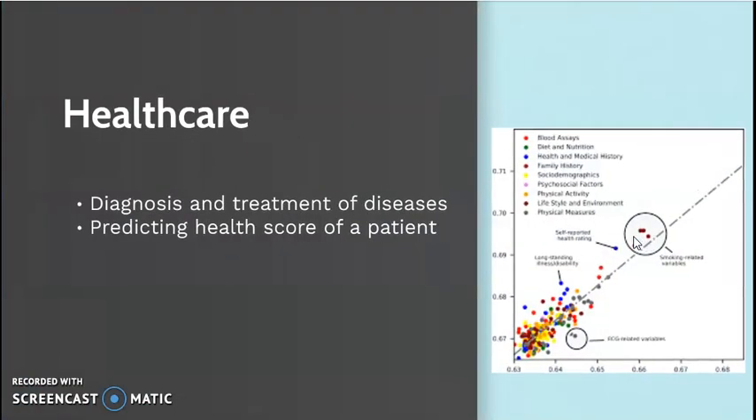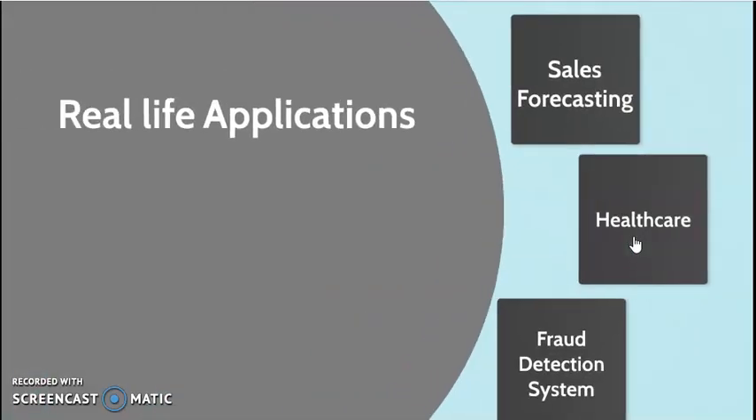Our next example is from the healthcare industry, wherein the use cases are diagnosing and treatment of diseases. A very good and a very innovative area for healthcare. The second example is predicting the health score of a patient. Say a visitor visits the hospital for regular checkups every year, every 6 months, or at regular intervals of time. He wishes to get a health score of his, a very prominent research area again.